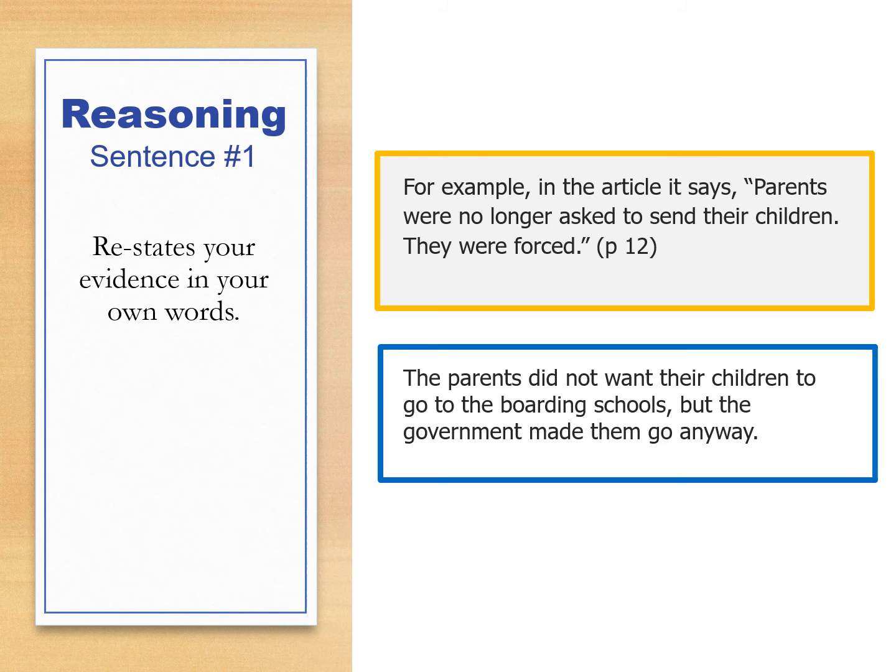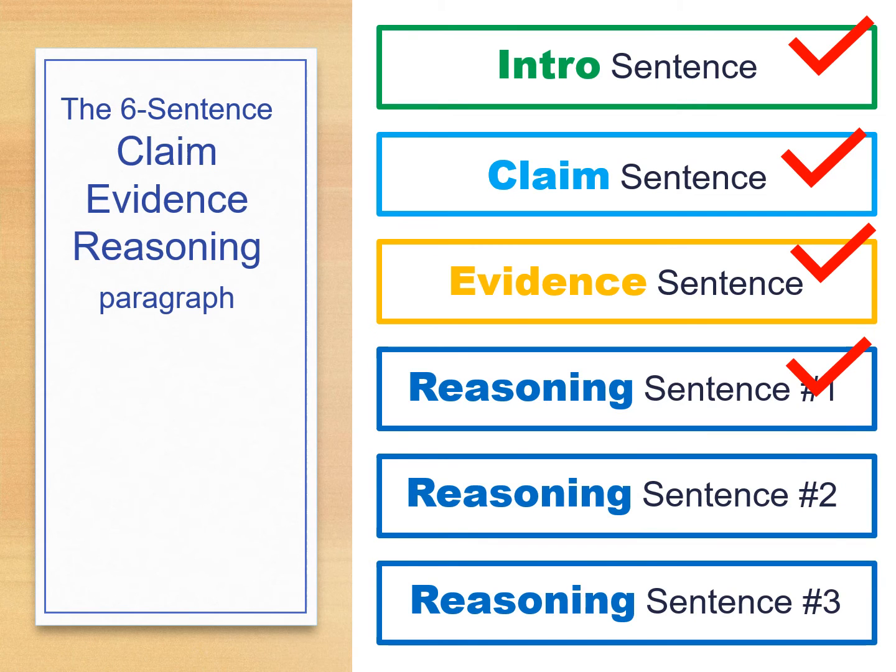So there's my reasoning sentence number 1. It reads, the parents did not want their children to go to the boarding schools, but the government made them go anyway. It's saying the same thing that the evidence says, but it says it in my own words. And there we go. Reasoning sentence 1 is done. All we had to do was restate the evidence in our own words. Now let's move on to reasoning sentence 2.